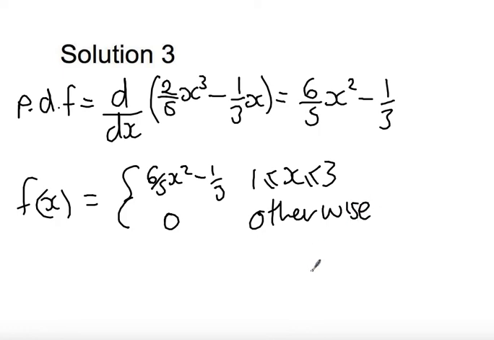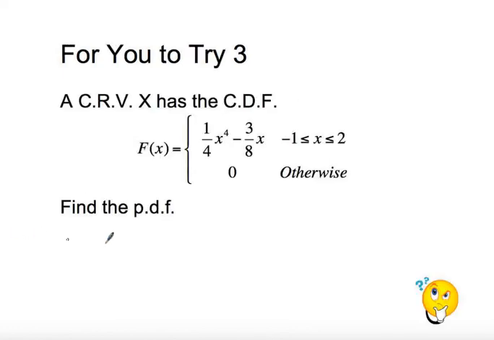And it's as straightforward as that. Finding the probability density function is a little bit simpler than finding the cumulative distribution function, simply because it's differentiating instead of integrating. Well, I hope that made sense, because now it's time for you to try one. So we have a continuous random variable x. It has our cumulative distribution function as defined here. What I want you to do is find a probability density function. So pause the video, have a go yourself, and then resume it in a moment when you want to check your answer.